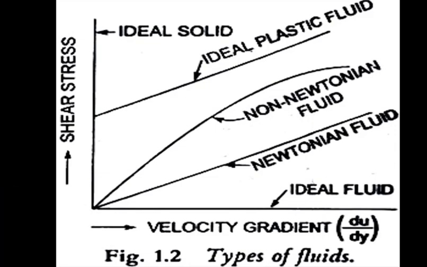Then what is ideal solid? Shear stress will be maximum whereas velocity gradient will be 0. So this is ideal solid and this is ideal fluid. So remember this picture because it's GATE important. In the GATE exam it can be asked, they will tell us to draw this, or they will just erase this and show the graph and tell us to identify which graph is for which fluid.